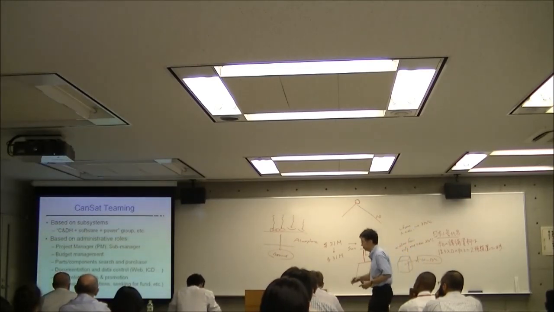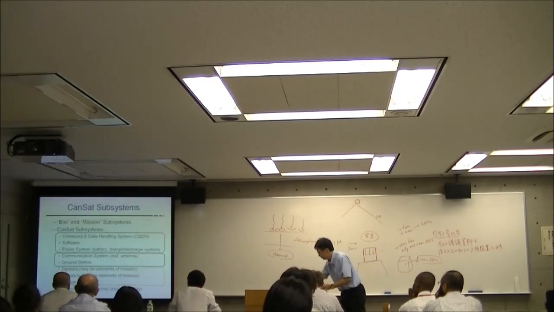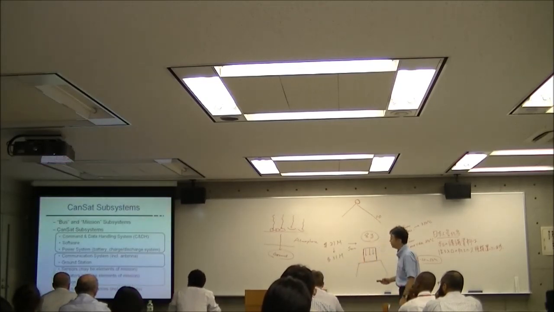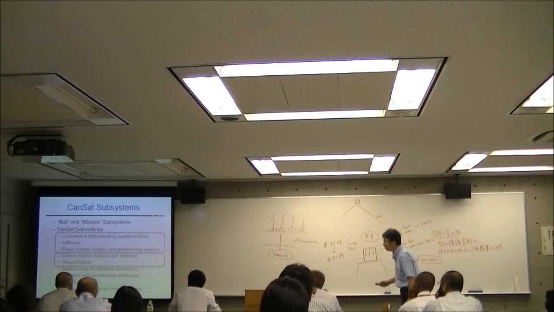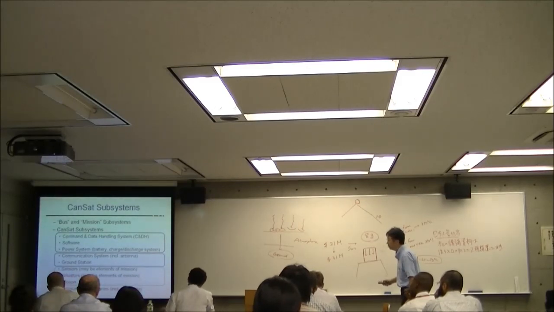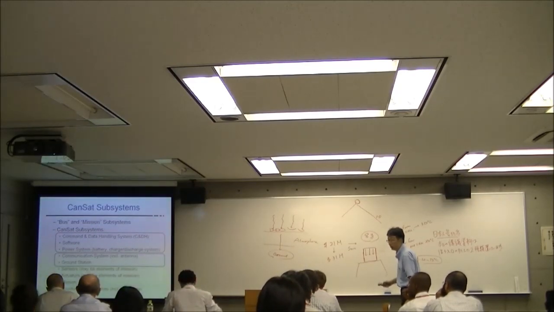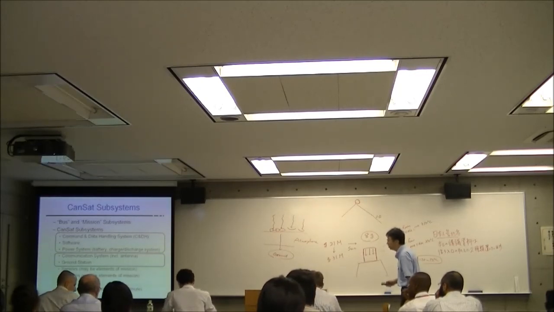For example, like this, CanSat subsystems: command and data handling, software, power system, and charge and discharge system. These are very similar areas. So these three parts will be managed by the same student. Okay, so one team. This should be managed by one team. And communication system and ground station. This is also another very important subsystem. And this is very similar. So this can be categorized into one group.